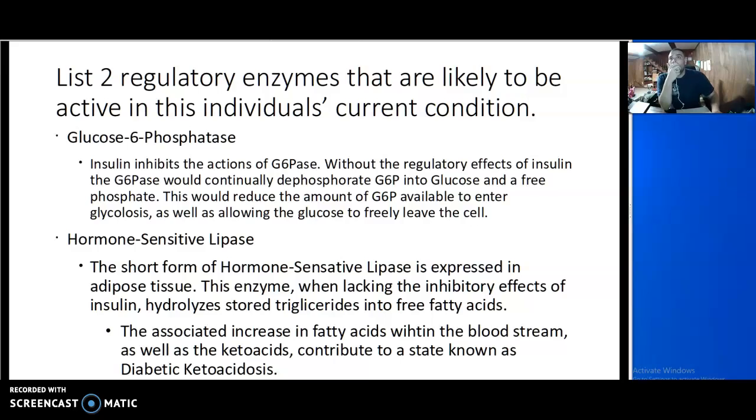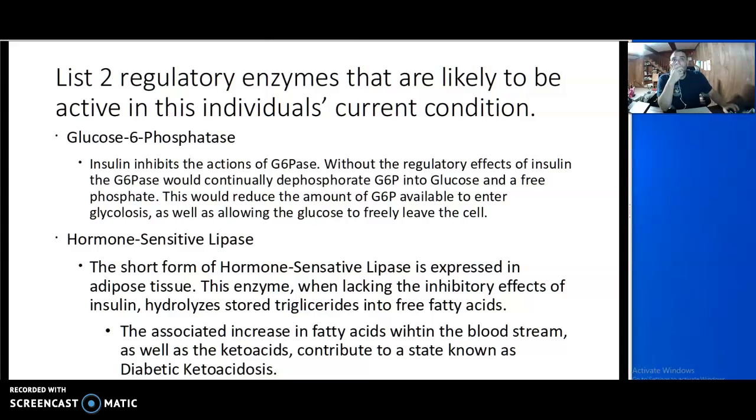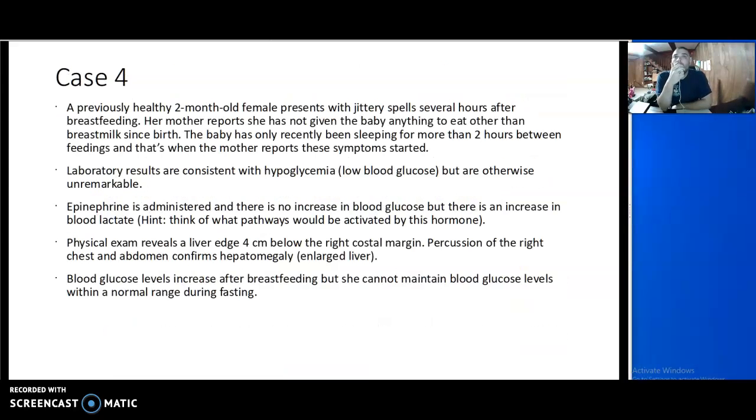Other than that, this is the end of lecture for case study 3. We're going to move on now to case 4. This is a previously healthy 2-month-old female. She's presenting with jittery spells several hours after breastfeeding. She has just recently been able to eat and have a gap of approximately 2 hours between feedings.